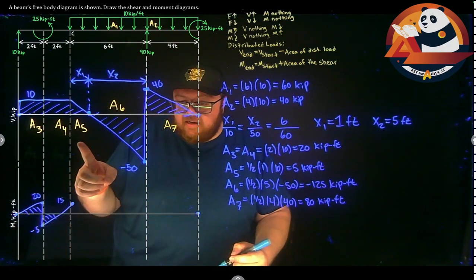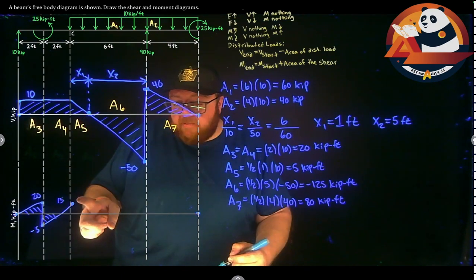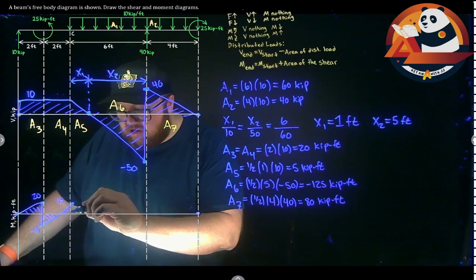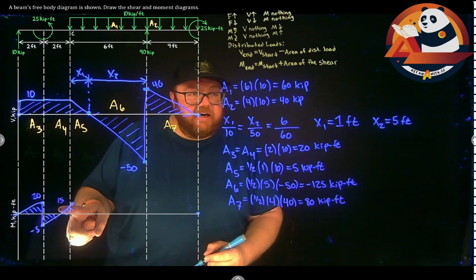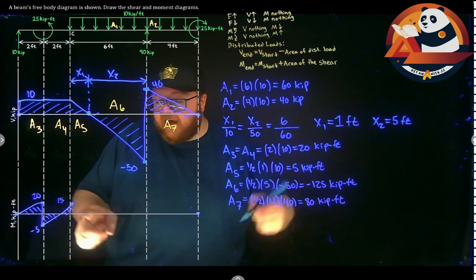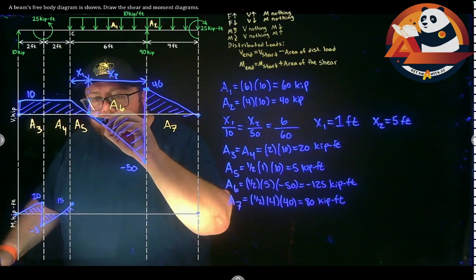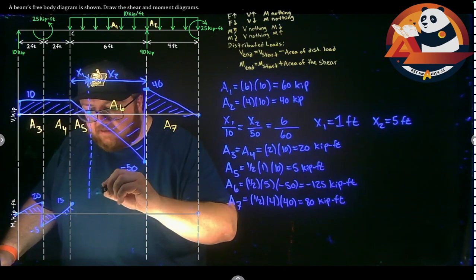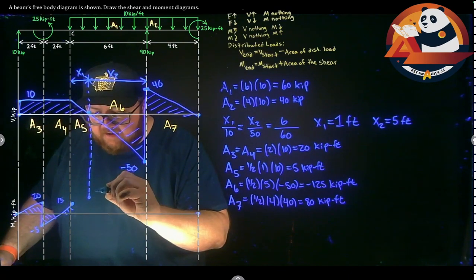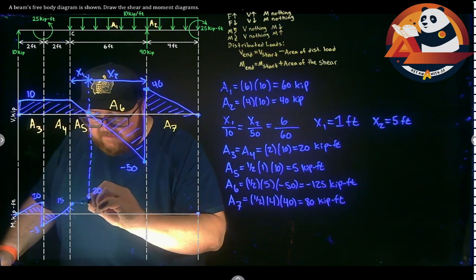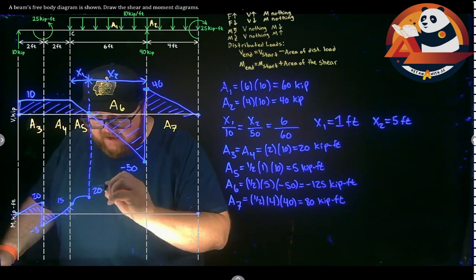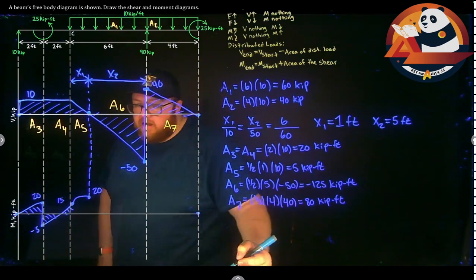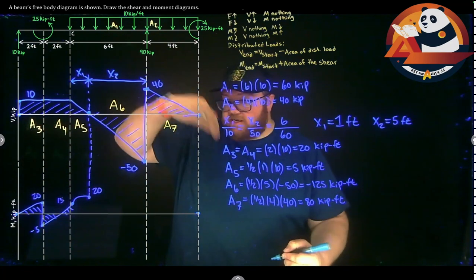I hit area 5. So my moment at the end of this is the moment at the beginning, 15, plus area 5, plus 5. I'm going to parabola up to a max height of 20. We'll just try to make that look parabolic in there. But that continues on, same parabola.